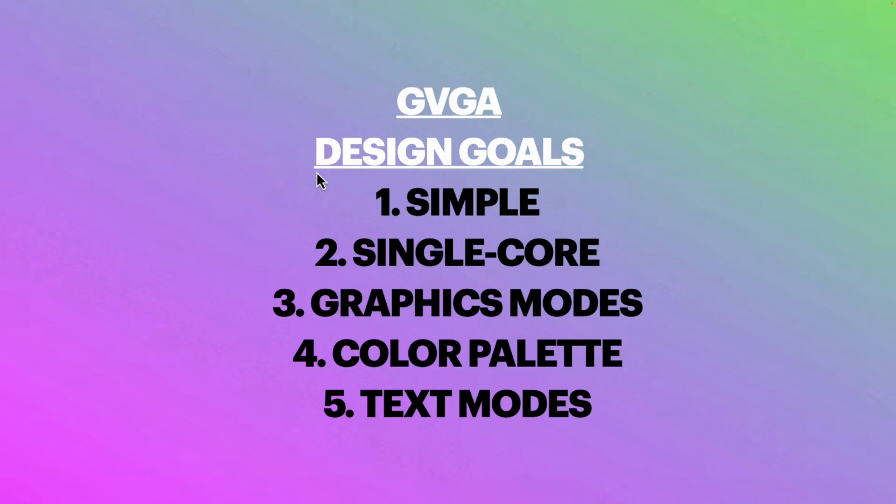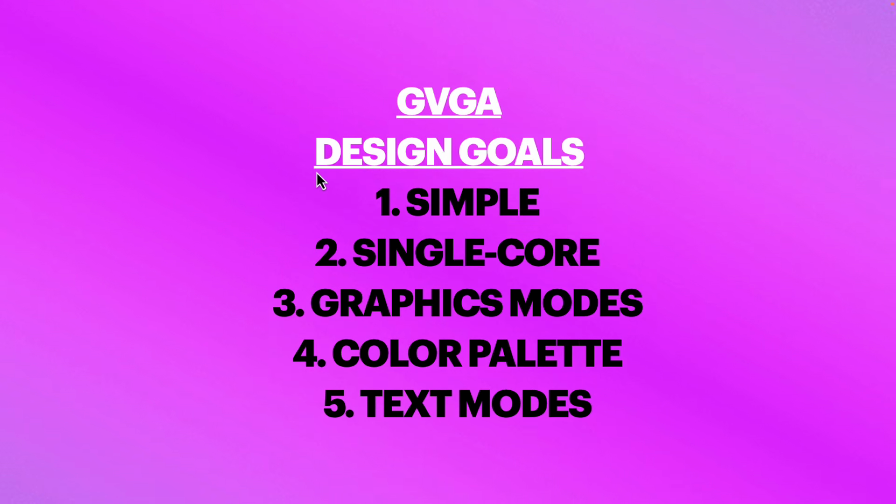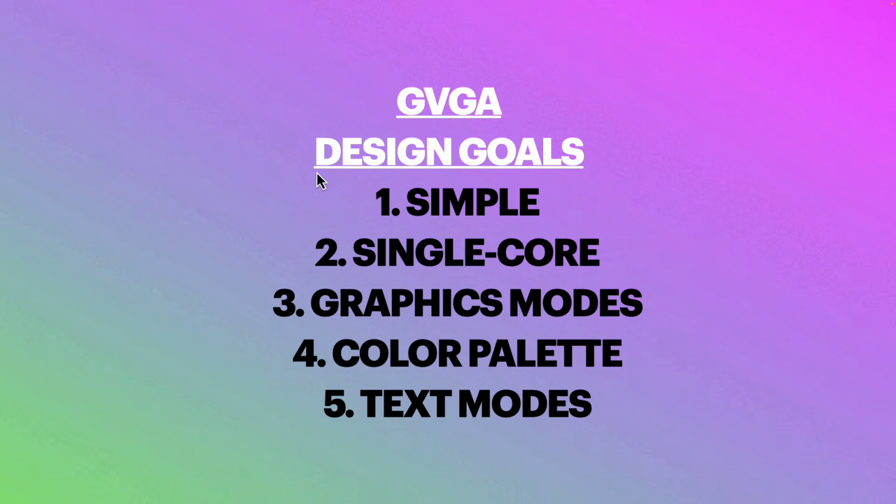As before with my simplified HDMI, I have some design goals. First thing is that I want it to be a simple interface that a C programmer can access. I want to run on a single core, specifically Core 1. I want to have multiple graphics modes from 320 by 240 up to 640 by 480 and everything in between, with up to 8 bits of color on a 32,000 color palette, and finally text modes if that's possible.